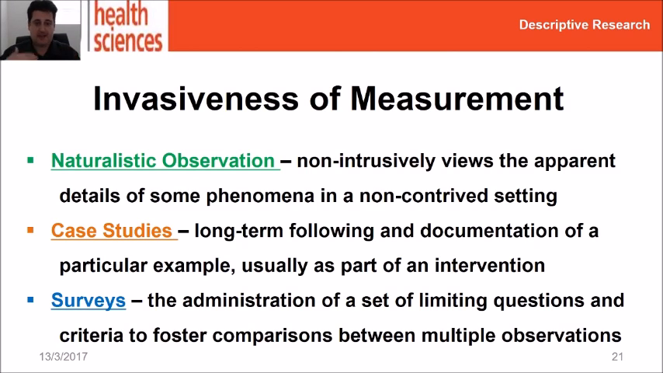Whereas if you have to have any mode of intervention on this, especially if it is long-term intervention with a small number or even just one target of your population, of your study, that's what we mean when we talk about a case study. A case study is a long-term follow-up and documentation of a particular example, a particular family, a particular person, a particular clinical cohort, something like this.